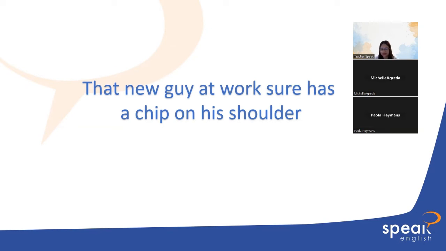Okay, it could be about a situation, right? He's new and he's angry all the time for any reason. So we can say that. You can know the reason or you can't. So it's not specifically to identify it. But if someone is in a bad mood all the time, we can say that he has a chip on his shoulder, because you don't feel good around them.